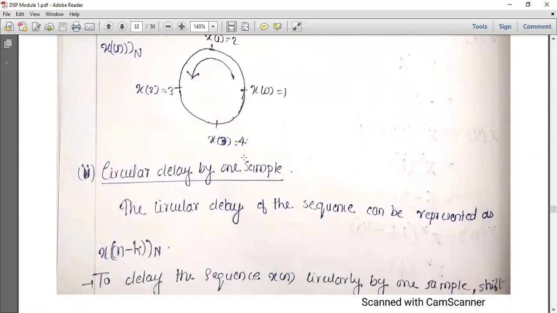The circular delay of the sequence can be represented as x of n minus k. X of n minus k.